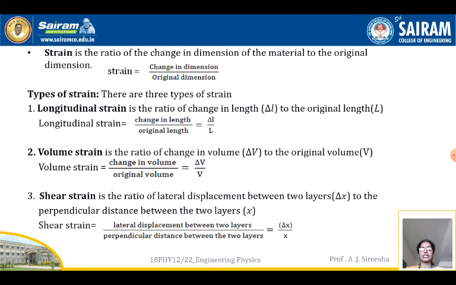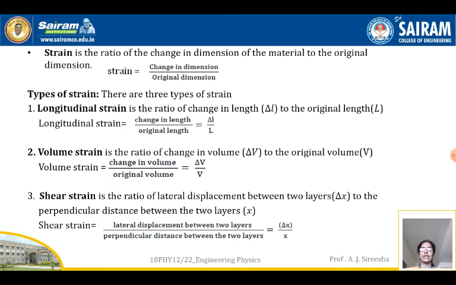Now we go with the strain. Strain is the ratio of change in the dimensions of the material to the original dimensions. It is nothing but a ratio, so it doesn't have any units. Strain is the change in dimension to the original dimensions.